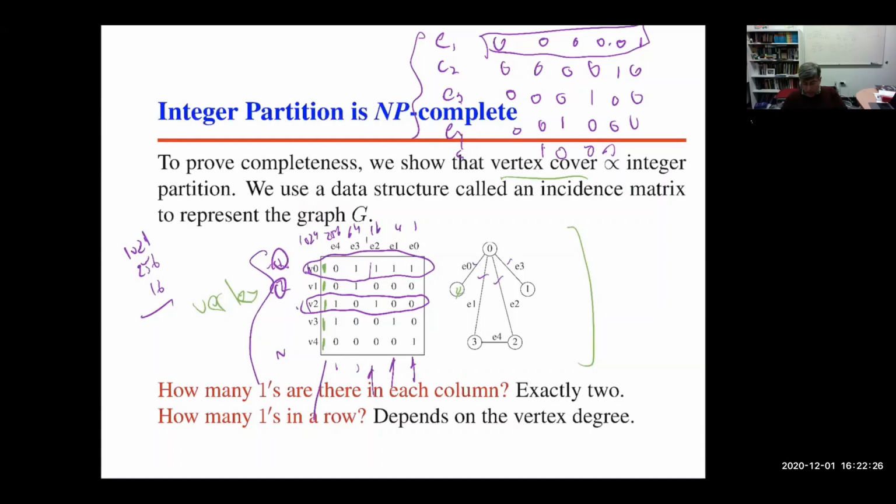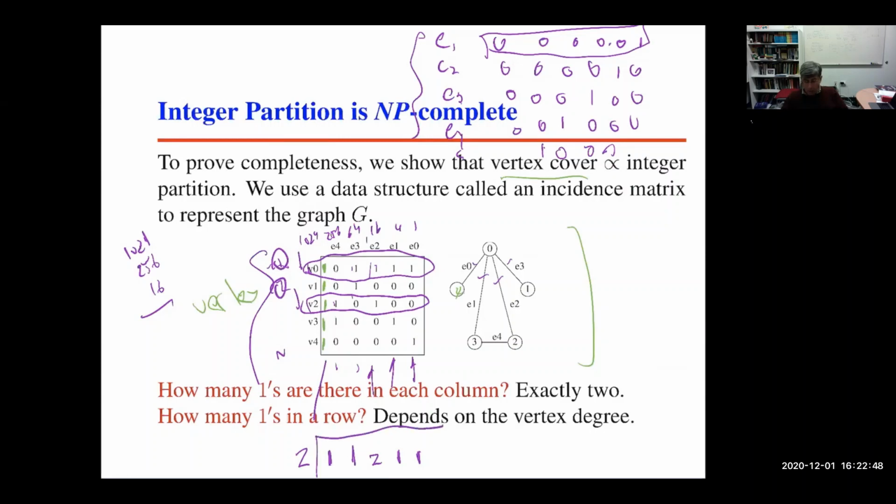I am going to get 1, 1, 2, 1, 1, 2. Do you see that if I add my V0 number and my V2 number together, they are going to give me this thing?